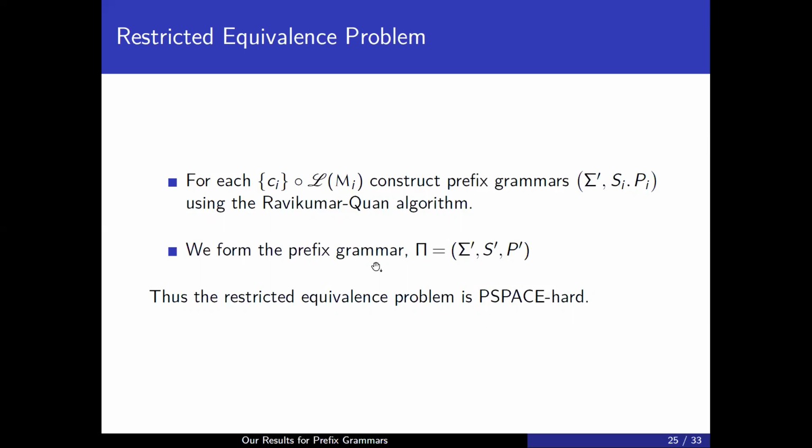Then, what we can do is form this new prefix grammar where we take our new alphabet, S prime, which is the union of our base strings from all the other prefix grammars in this step, and P prime, which is the union of all the productions. And then we can conclude that the restricted equivalence problem is PSPACE-hard because we've reduced it to the second problem proposed.